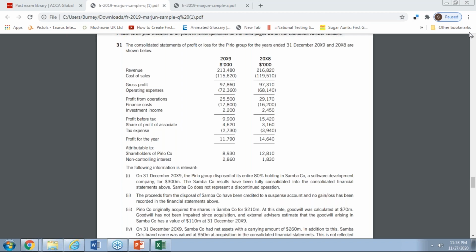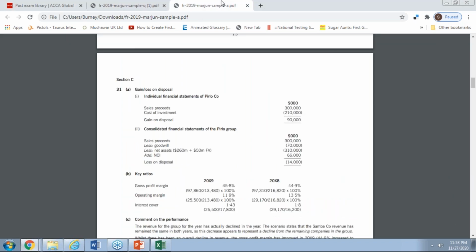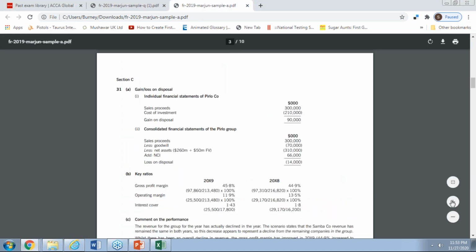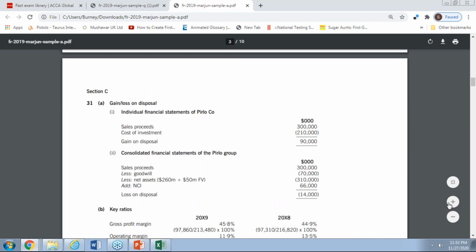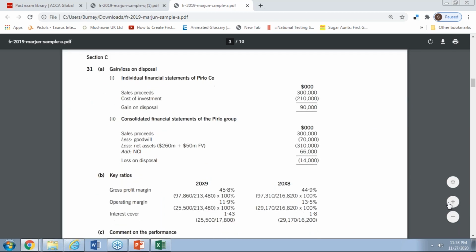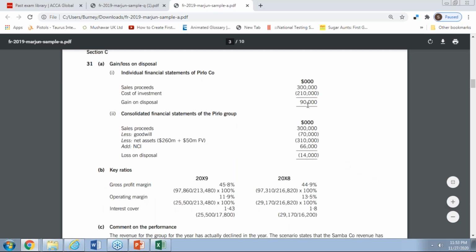Now, have you done this gross profit, net operating profit, and interest cover? I'm showing the answer as well because of the time limitation. The answer for the first part will be 90,000. The answer for the second part will be 14,000.